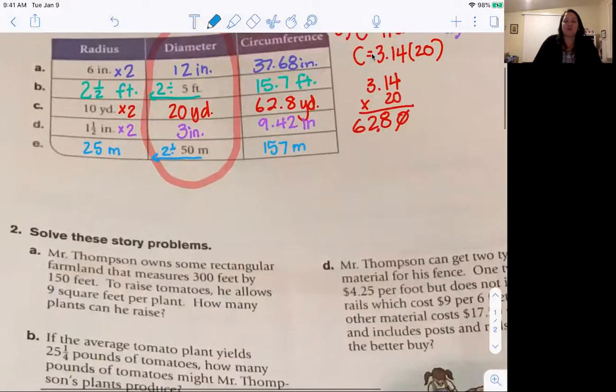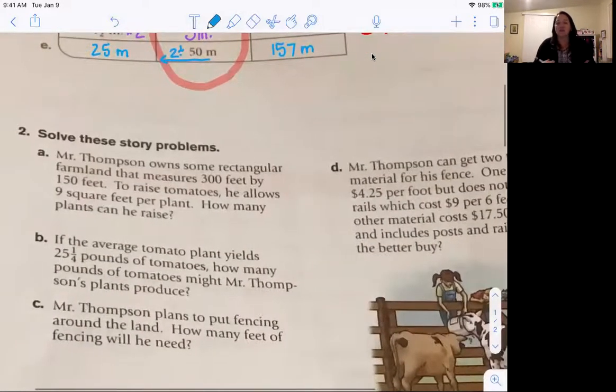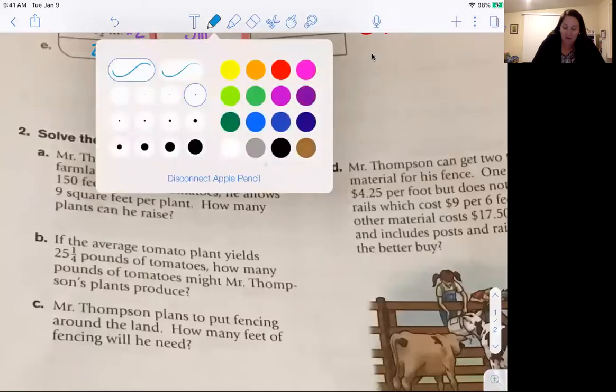Let's go to these fun story problems. I actually enjoy story problems because I feel like they're like a puzzle to try to figure out. And sometimes it's really fun to try to figure these out. I know not everybody feels that way. I know it's not a popular opinion.